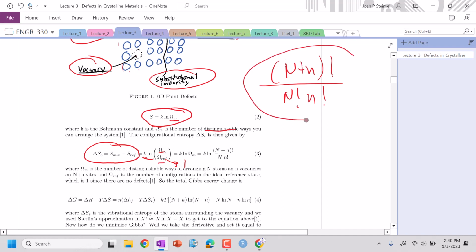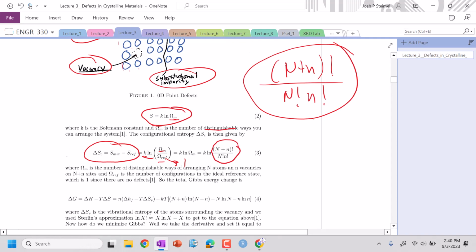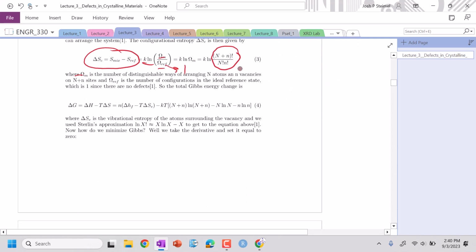You can go back and look through that derivation and see what you get out of it. But anyways, you can save that for another time for figuring out how that one works. These are going to be the total number of ways that I can distinguishably arrange my system. So we can go ahead and move through the rest of this math.